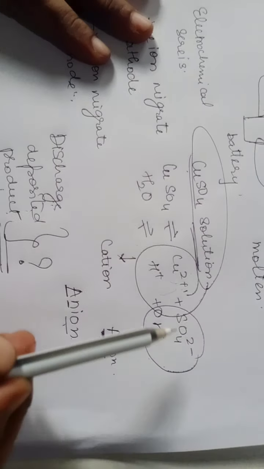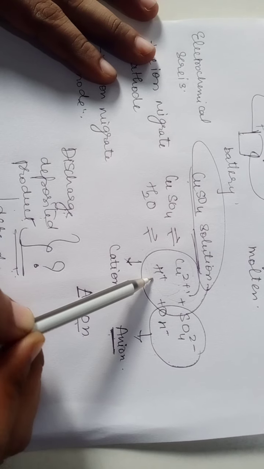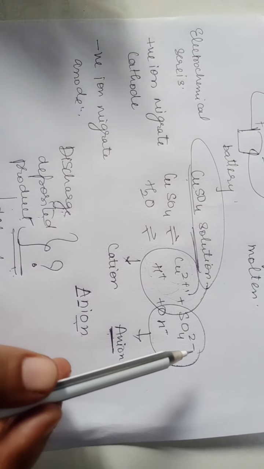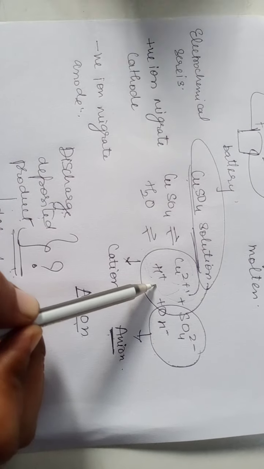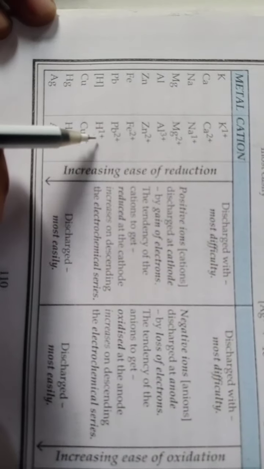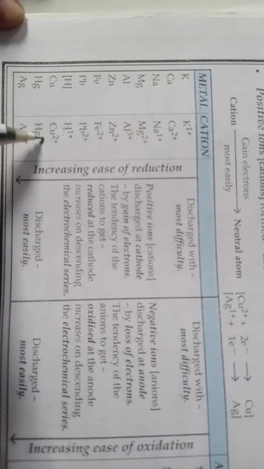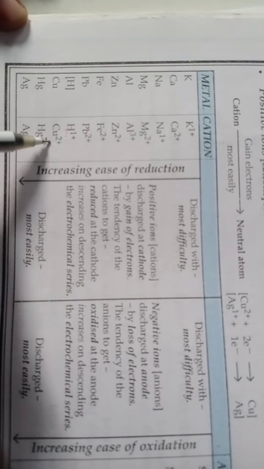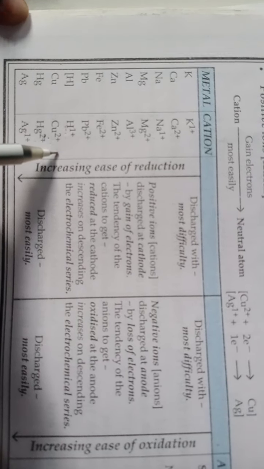Are you getting? So here, when I am saying that there are two positive and two negative ions, out of the two positive ions, which one will get deposited? Now here, copper and hydrogen are there. Just look at this series, where we are seeing hydrogen and copper. So which one is lower? Obviously copper is lower in this series. So who will get deposited here?